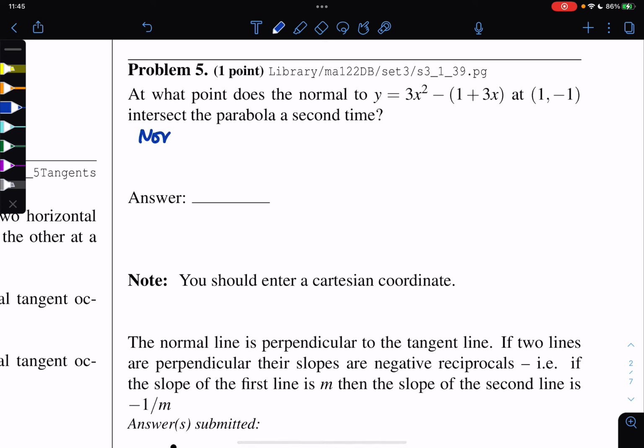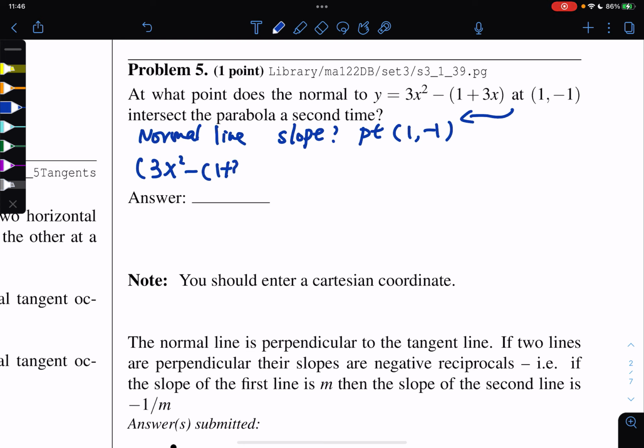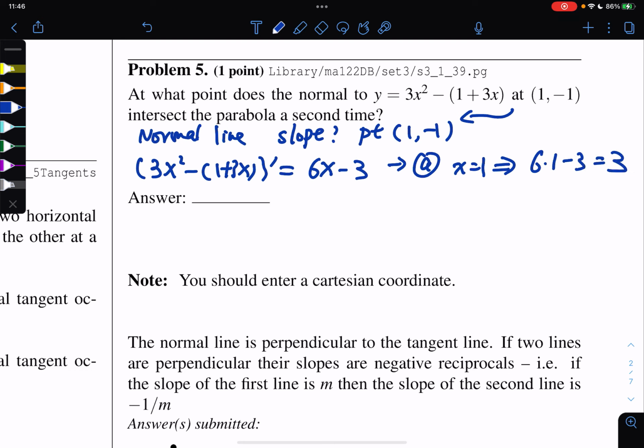Let's find my normal line first. In order to find my normal line, I need to find my slope, and the point is given to me: (1, -1). In order to find the slope of a normal line, I need to find the slope of a tangent line. So I need to take the derivative of the function, which is hopefully straightforward. So you have 6x minus 3 as the derivative, but this is not the slope of a tangent line. You need to say at the point, x being 1, then you have 6 times 1 minus 3, which is 3. Okay, so this is the slope of the tangent line.